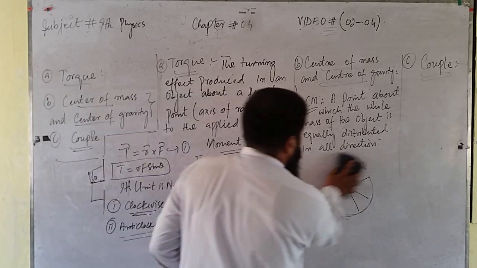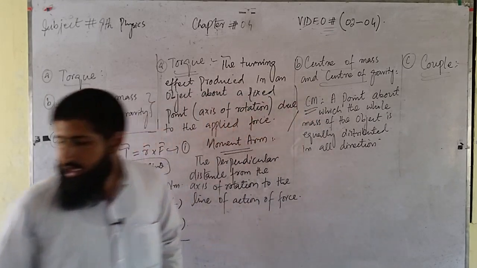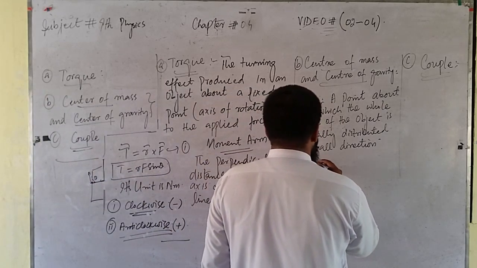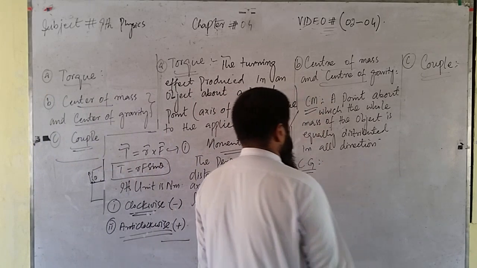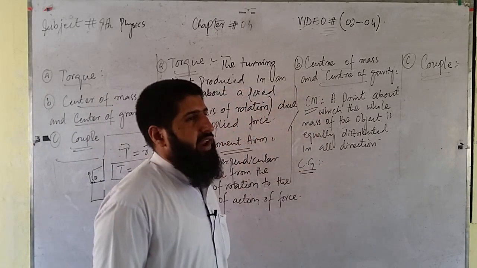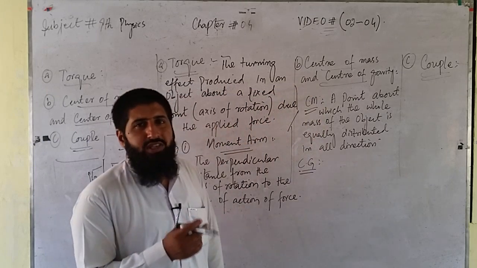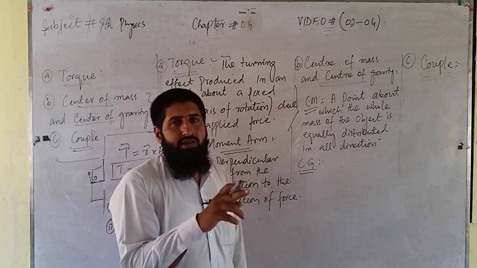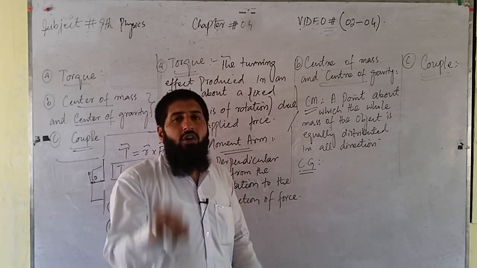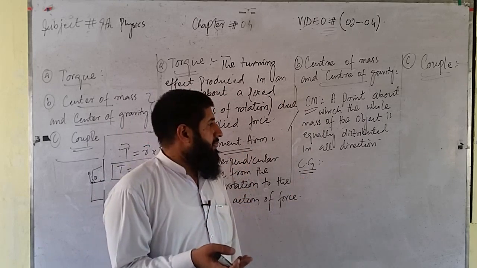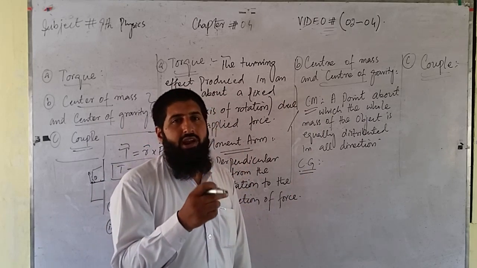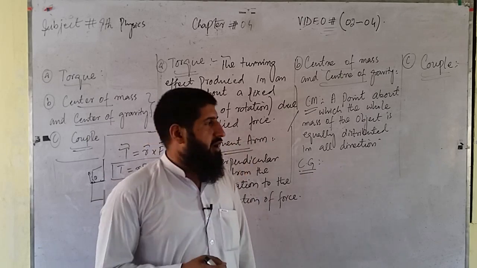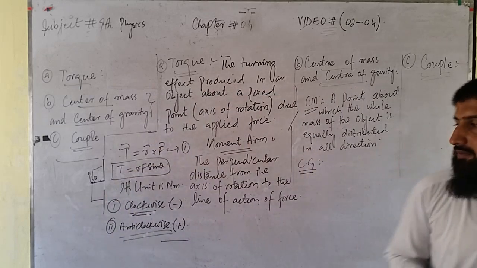Now the second topic is center of gravity. Here is a little bit of difference between center of mass and center of gravity. Center of gravity is basically that point about which the whole weight of the object seems to be acting, or the whole weight of the object is considered to act upon that particular point.